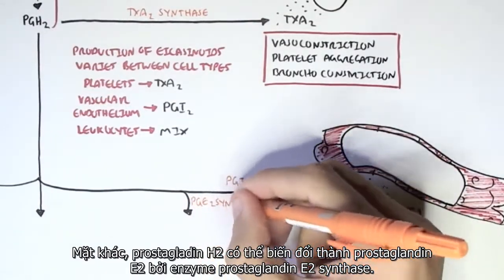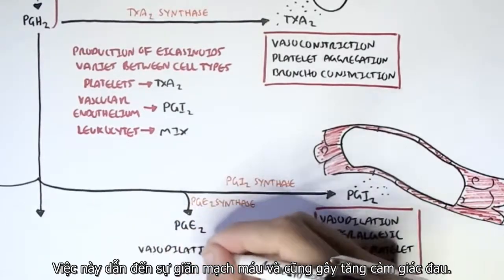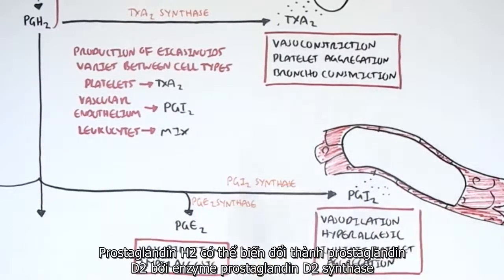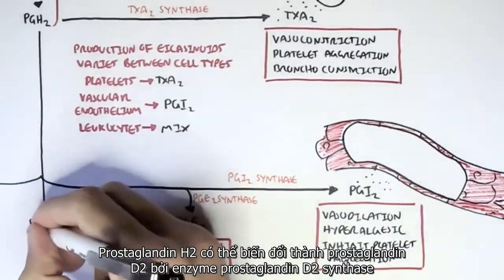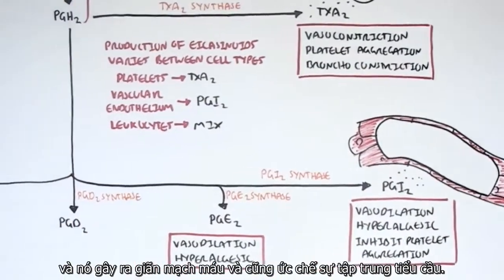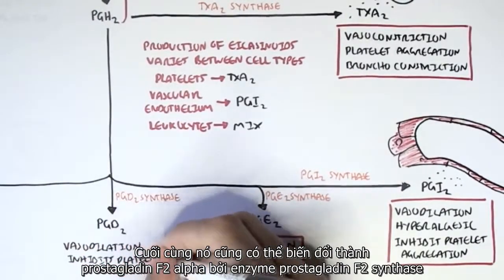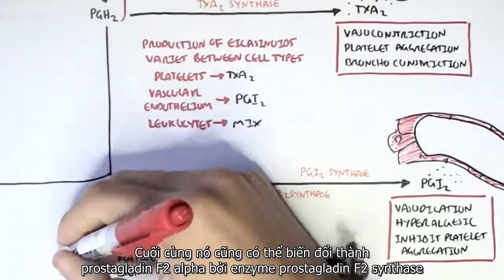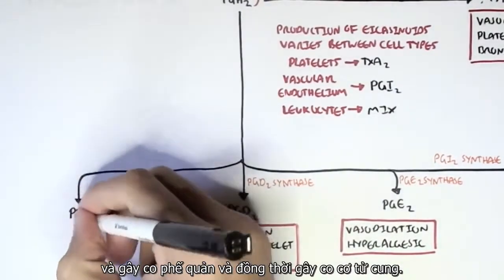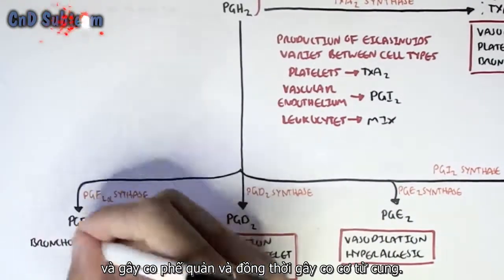Alternatively, the prostaglandin H2 can convert to prostaglandin E2 by the enzyme prostaglandin E2 synthase. This causes vasodilation and is also a hyperalgesic. Prostaglandin H2 can convert to prostaglandin D2 by the enzyme prostaglandin D2 synthase, and this causes vasodilation, and it also inhibits platelet aggregation. And finally, it can also convert to prostaglandin F2 alpha by the enzyme prostaglandin F2 alpha synthase. This causes bronchoconstriction and also causes myometrial contraction.